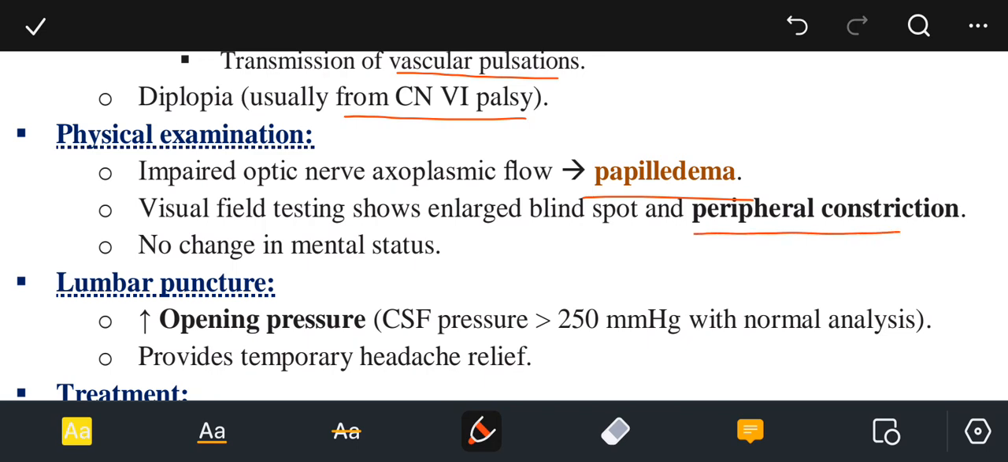Peripheral constriction means the field of vision, suppose this was a normal field of vision, this will be constricted all the way only to this level. The visual field will be decreased, that is called the peripheral constriction, and no change in the mental status will be there.